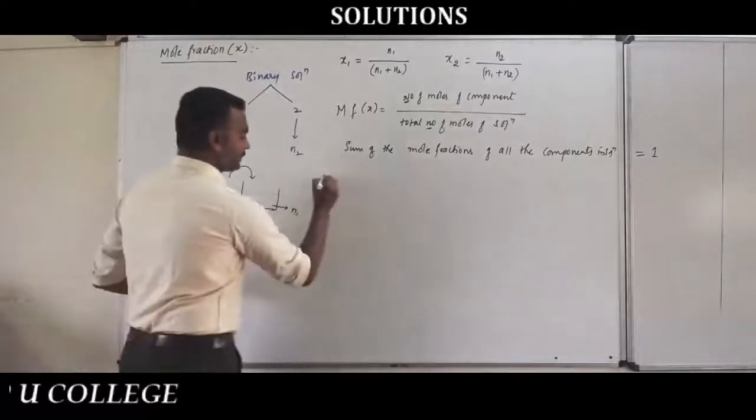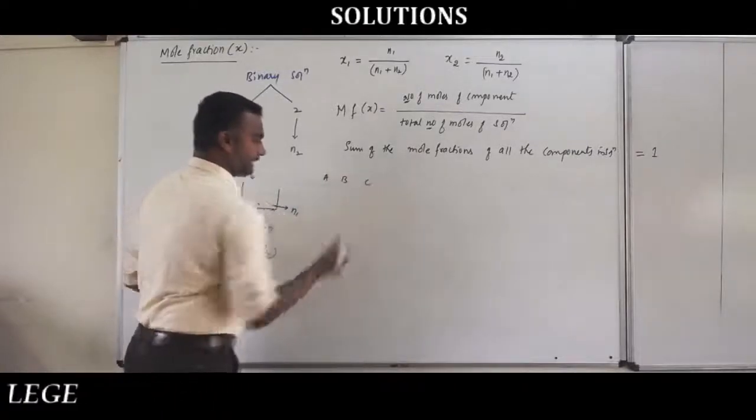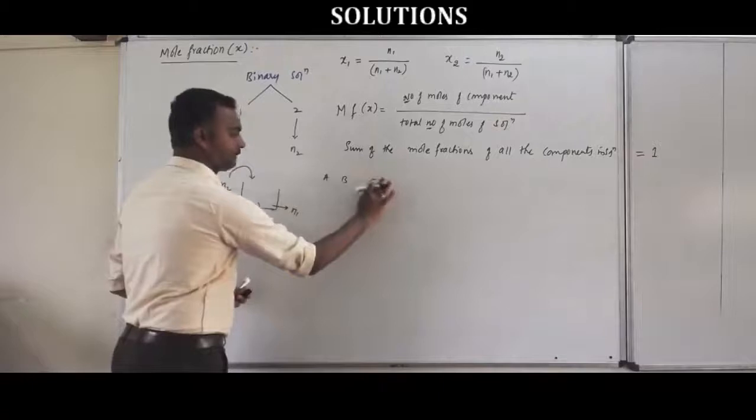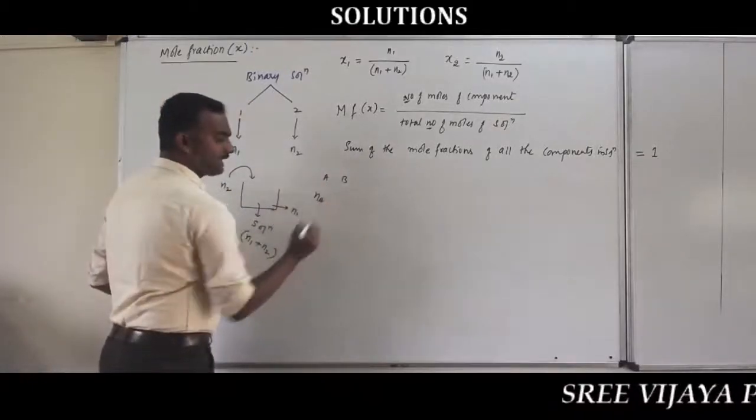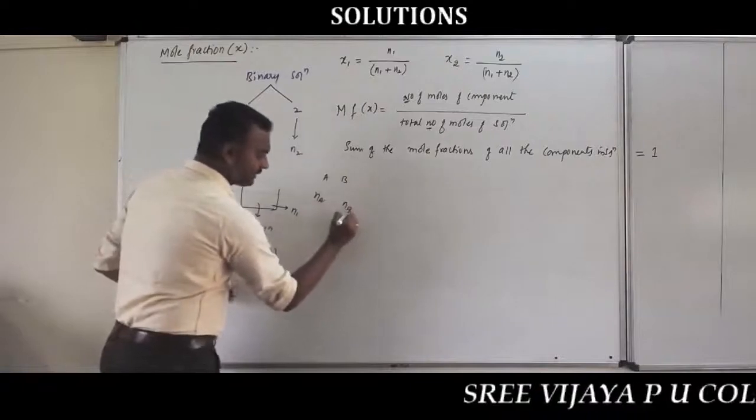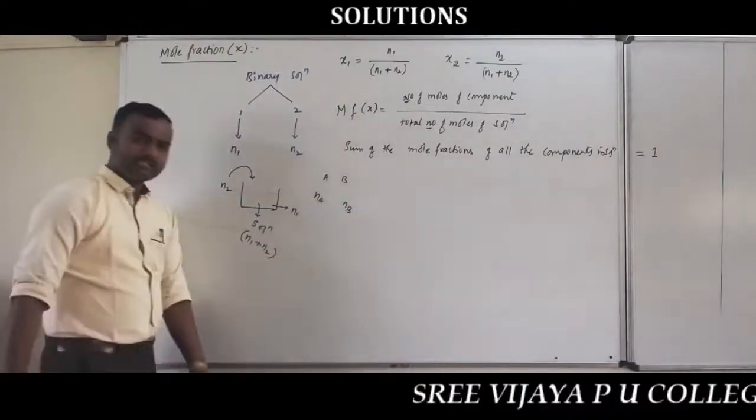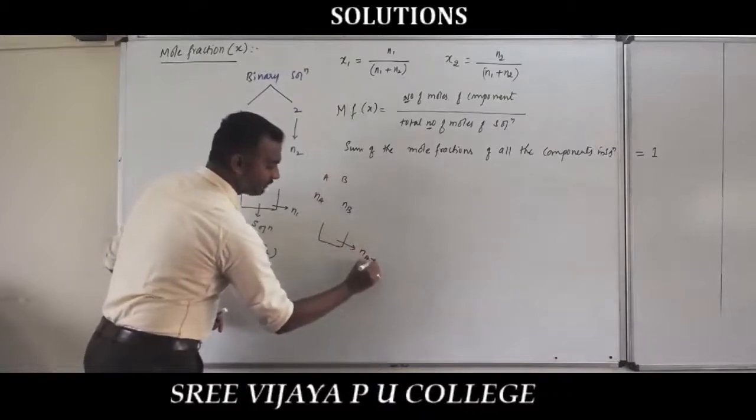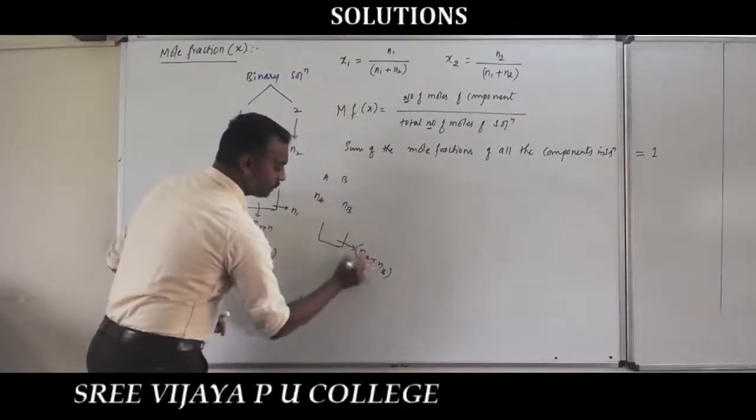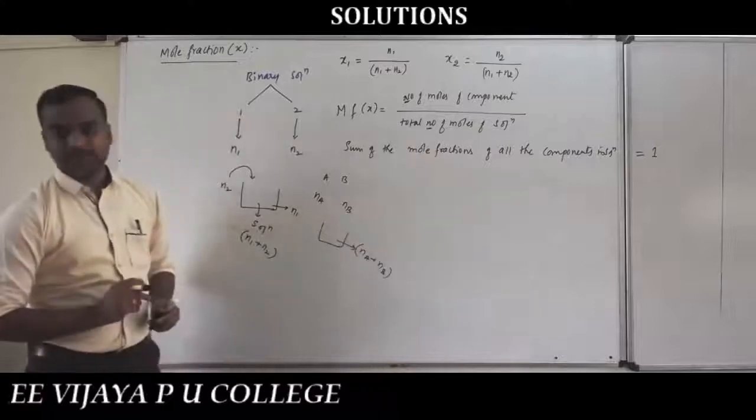Let us take three components A, B, C, or simply a binary solution, that is A and B. There are two components. Number of moles of component A is Na, and Nb is the number of moles of component B. So when you mix these two, a solution forms, and the total number of moles of all the components, or total moles of the solution, is equal to Na plus Nb.